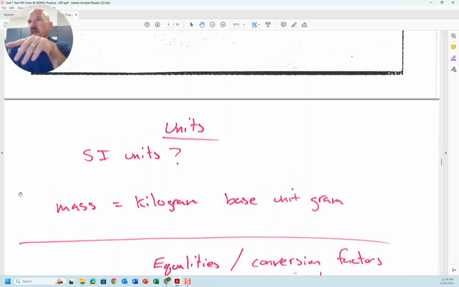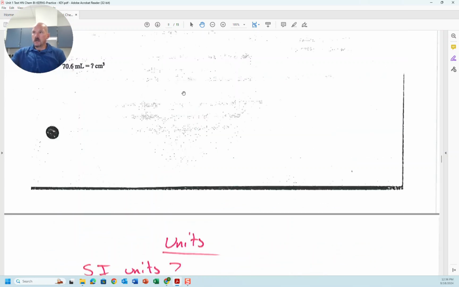Okay, so just be careful. I'm not sure if he's asking for the base unit or the SI unit, and I'm usually not a stickler with my students. If I say, what's the SI unit for mass? If you say gram or kilogram, I'll go with it. Just as long as you don't say pounds or something like that, okay?